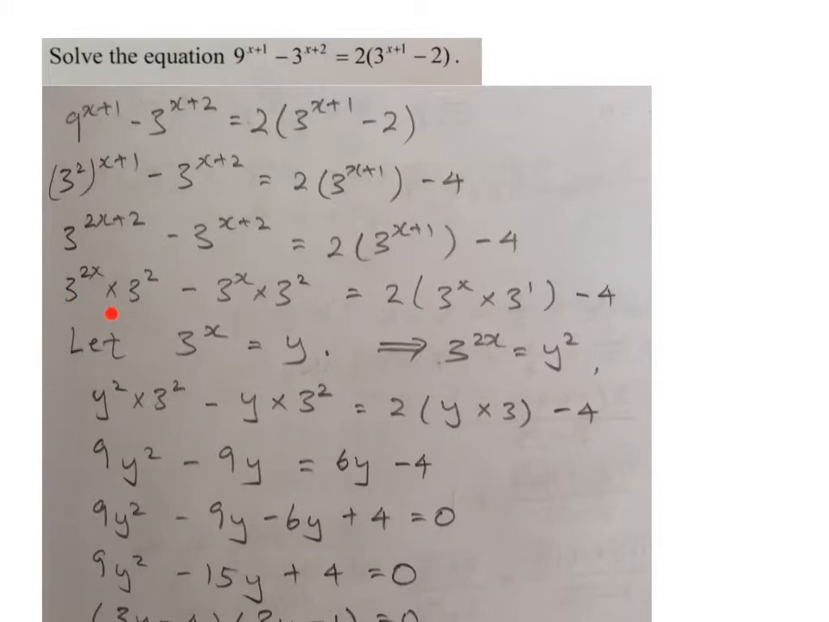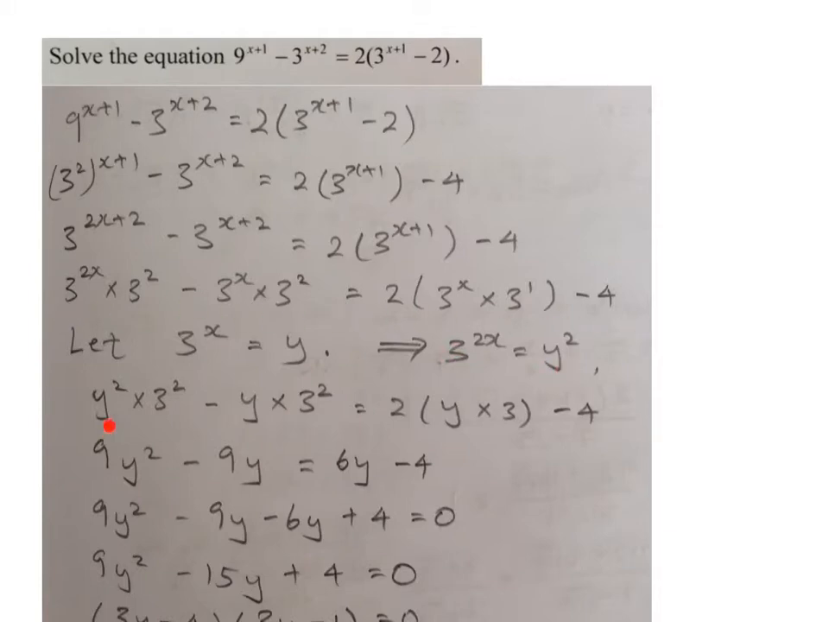Okay, when you have an equation that involves 3 to the power of x and also 3 to the power of 2x, we have to do substitution. Okay, so we let 3^x equal to y. What this implies is that your 3 to the power of 2x is actually y squared. So I do this substitution, 3 to the power of x equals y and 3 to the power of 2x equals y squared, into this particular equation.